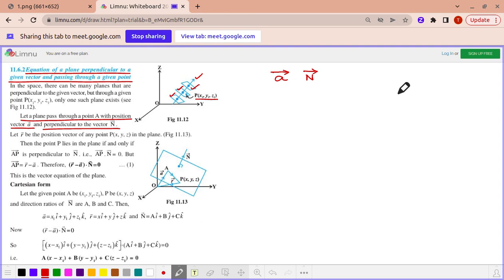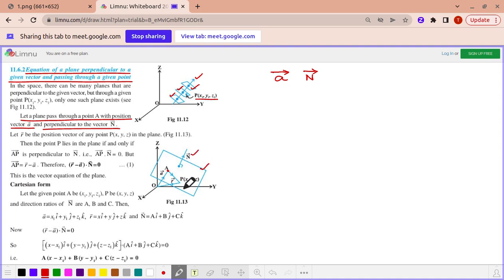We are first going to find the equation of a plane in vector form, and then we will find the equation of a plane in Cartesian form. The first one, so let us concentrate on the second diagram. This is the plane which is passing through a fixed point, the point A having the position vector a vector, and it is perpendicular to the vector n.